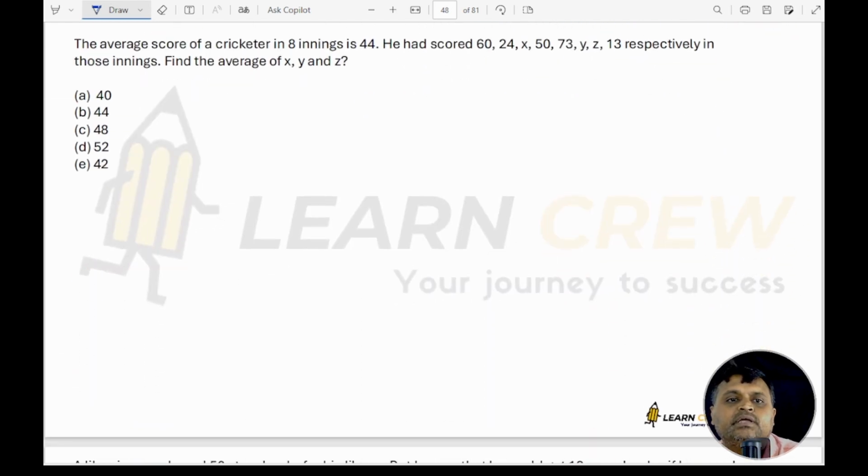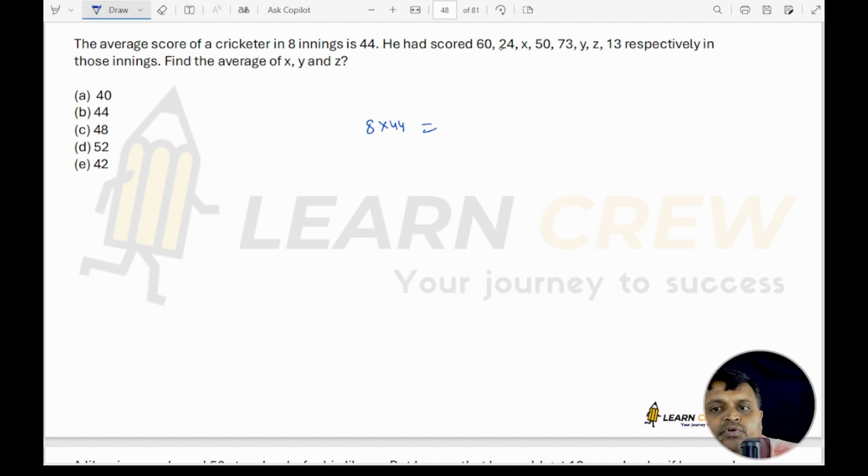Next. The average score of a cricketer in 8 innings is 44. He had scored 60, 24, X, 50, 73, Y, Z, 13 respectively in these innings. Then find the average of X, Y and Z. So please see, the total average is how much? 44. So 8 into 44 is the total score.